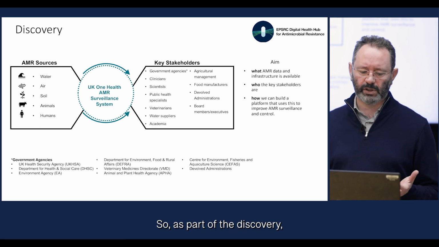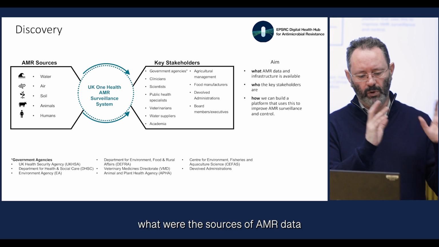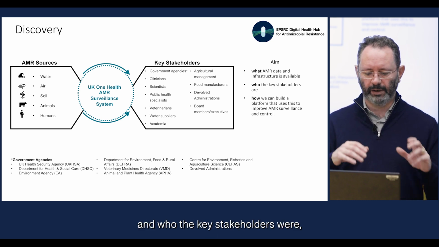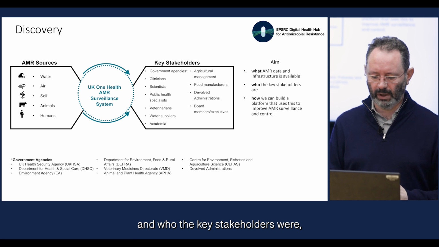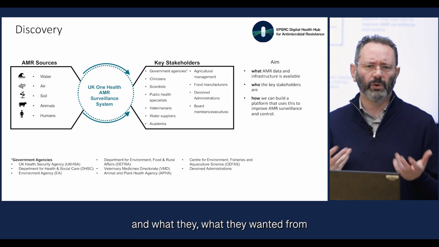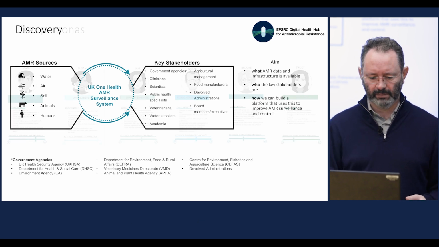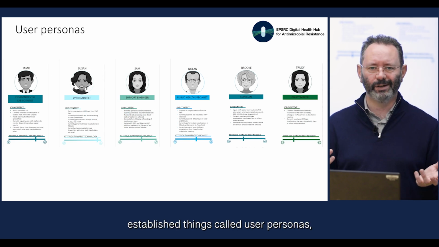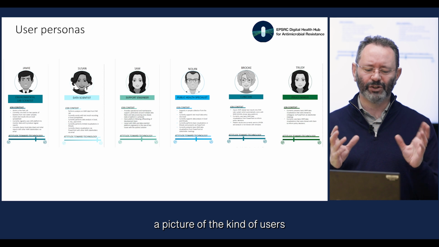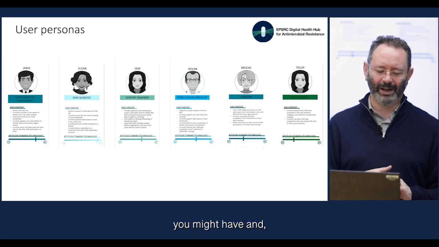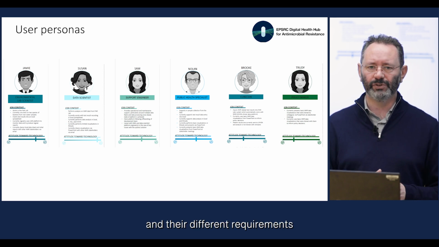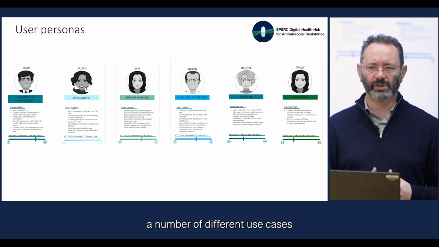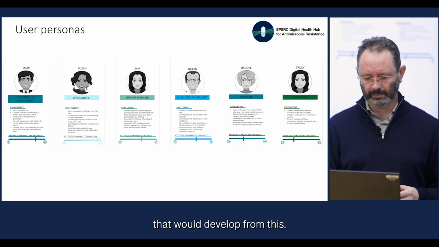As part of the discovery, we had to look at what were the sources of AMR data we wanted to collect, who the key stakeholders were, and what they wanted from AMR data. As part of this process, we established things called user personas, which is essentially a picture of the kind of users you might have and their different requirements for using the system, because there are a number of different use cases that will develop from this.